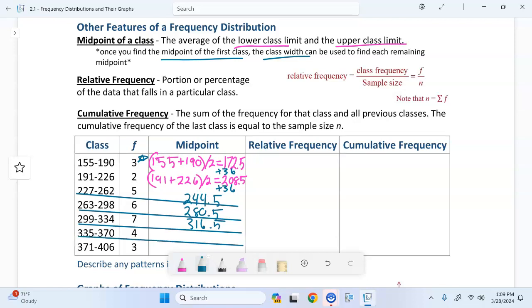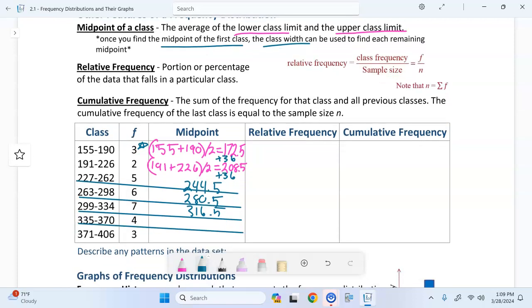Our next class is 352.5, and then 388.5. So those are our 7 midpoints for each of the classes. And again, the midpoints are often used when we need to do an estimation. Midpoints are used when we are graphing our data. We'll see how those are used in some of our histograms later on.